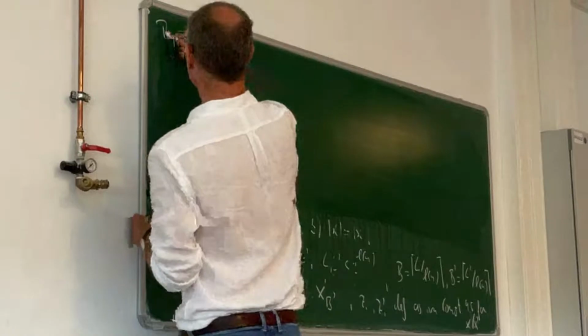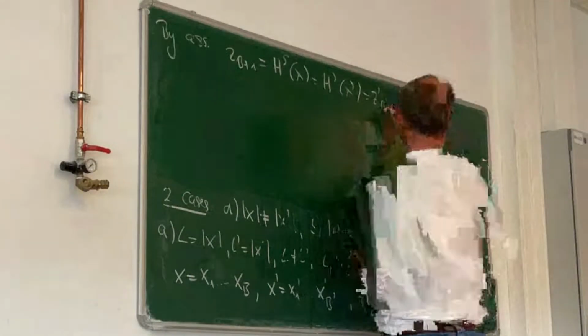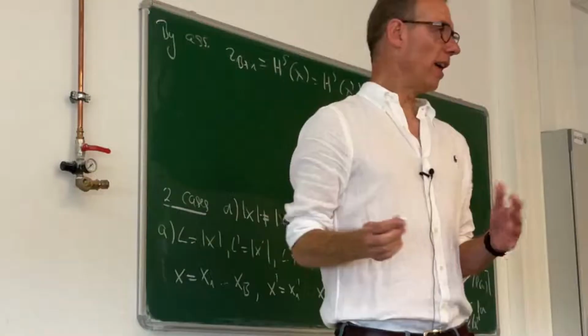But anyway. So by assumption, we have that z B plus 1, which is h of s of x, which is h of s of x prime, which is z prime B prime plus 1. Right? The values are the same. The number of blocks may be different, but anyway. Okay?